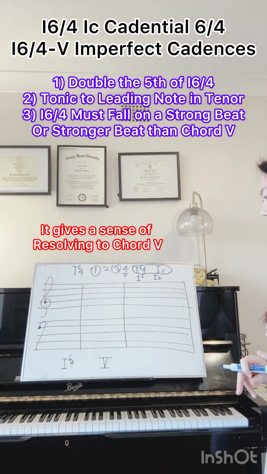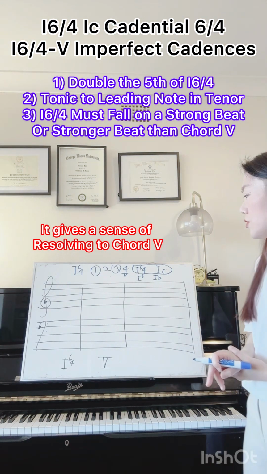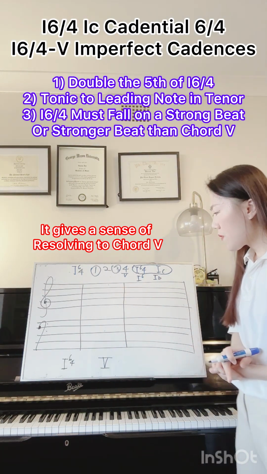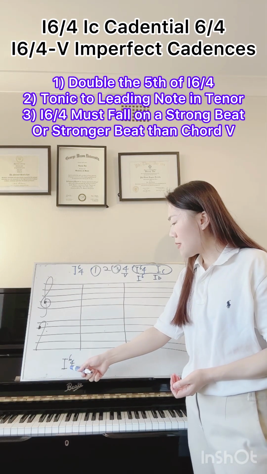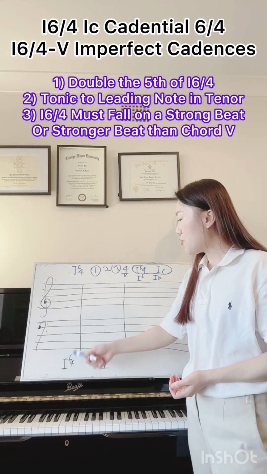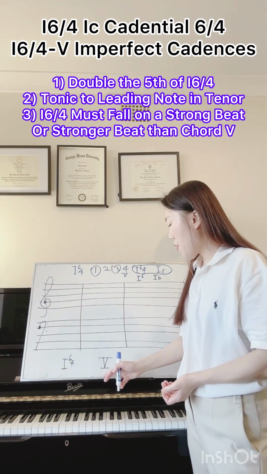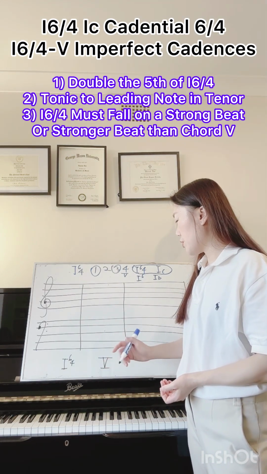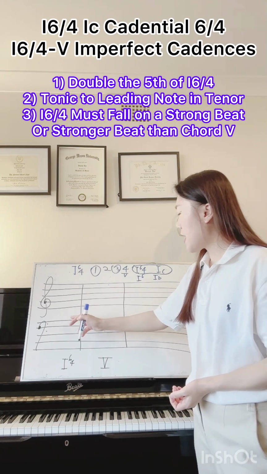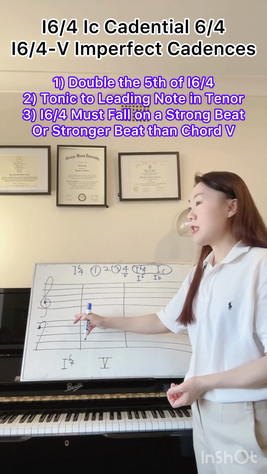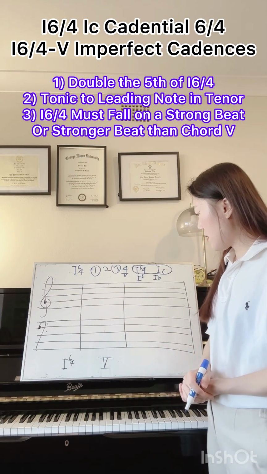Okay, so let's build up chord 1-6-4 cadential to 5th imperfect cadence. There are several things that you're gonna remember. When you're doing 1-6-4, you make sure you double the 5th. But 5th chord, you have to double the root. And then you're gonna have the tonic followed by leading note in the tenor voice. And then I think that's it.